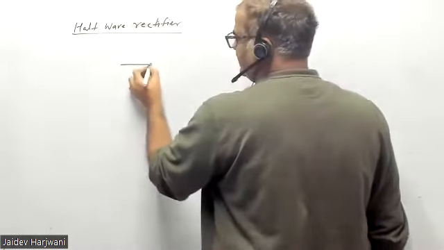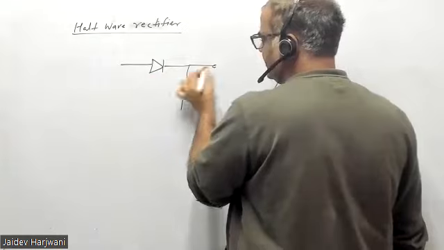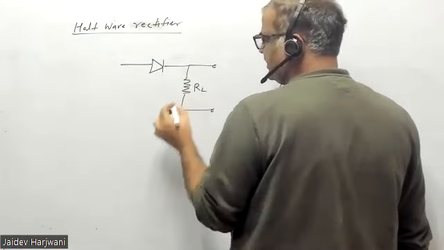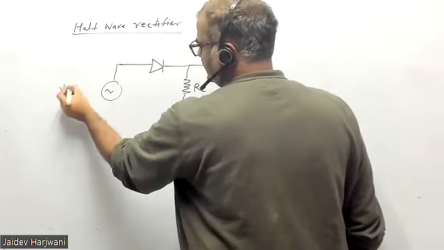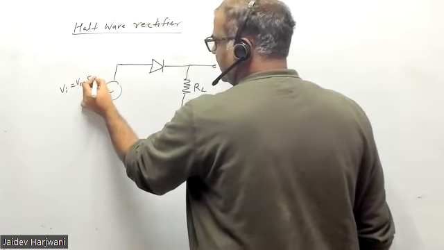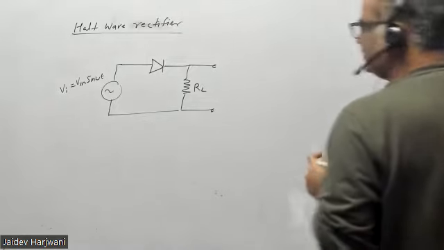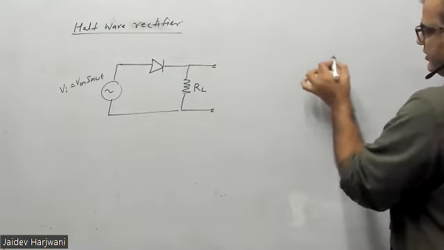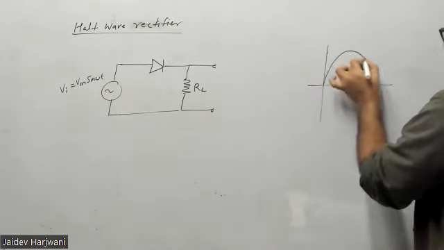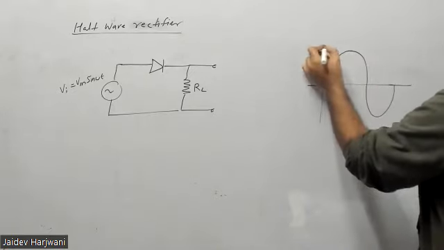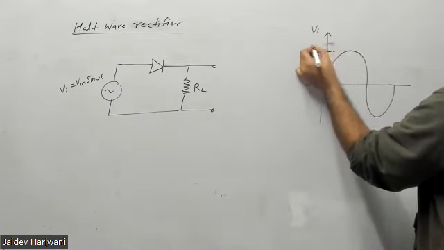Half wave rectifier means you have this diode. Here you have a load resistance RL, and here I'm applying a sine input. V input, say that is Vm sine omega t. I'm applying a sinusoidal input. So that means my input is a sinusoidal wave. This is my V input, and this is my Vm.